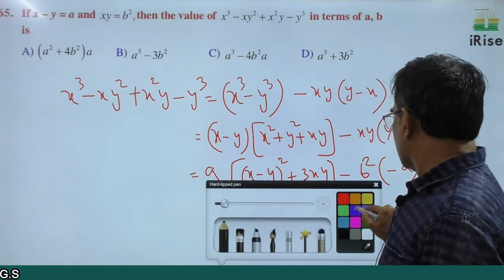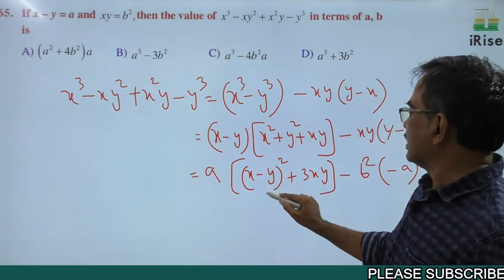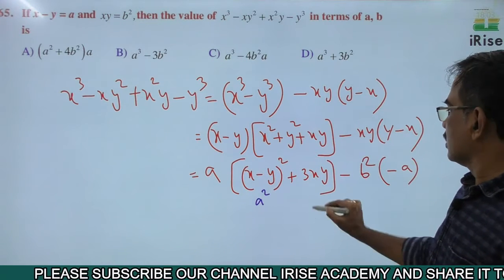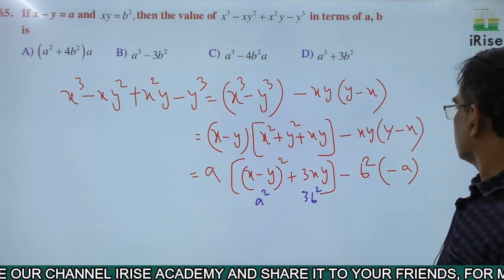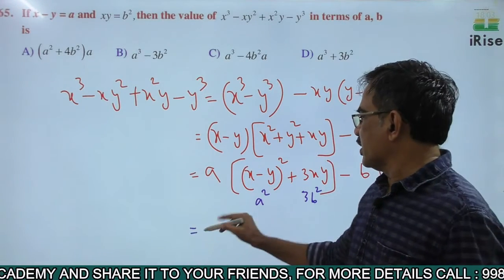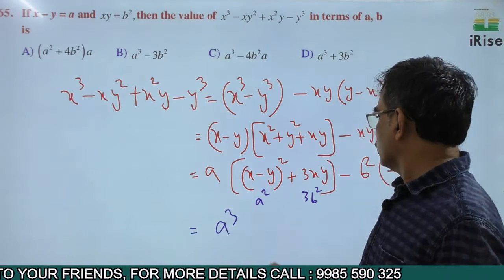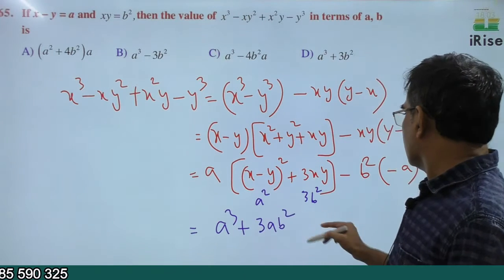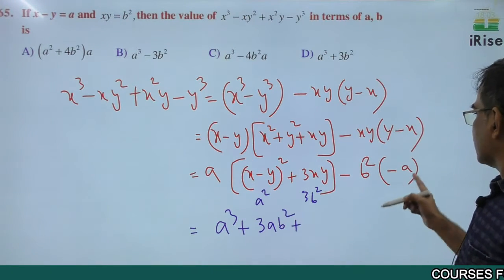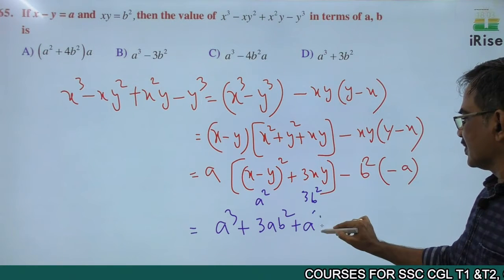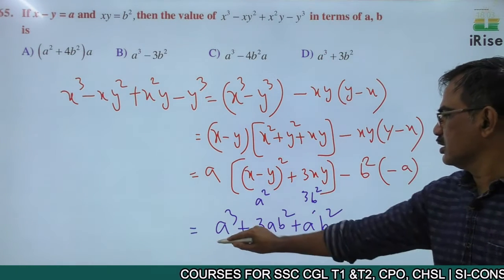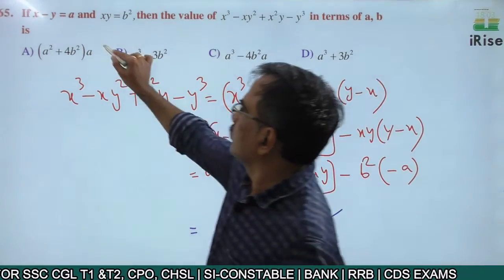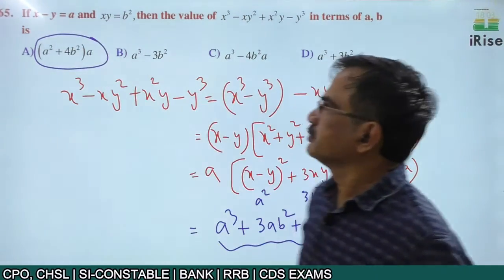Again this is nothing but, see this one, x minus y is a, this is a square, 3xy is 3b square. So this is multiplied: a into a square is a cube, a into 3b square is 3ab square, minus into minus is plus ab square. So the answer is a cube plus 4ab square. A cube plus 4ab square is the answer.